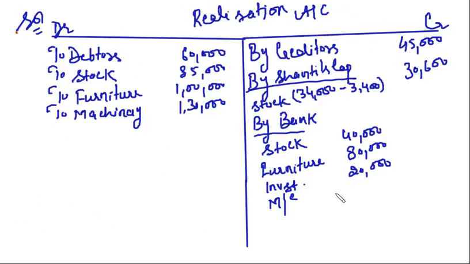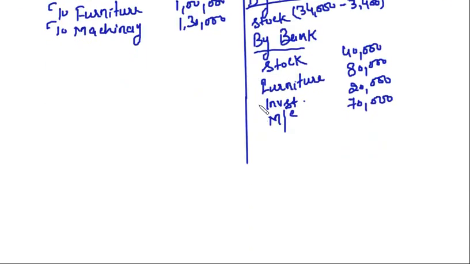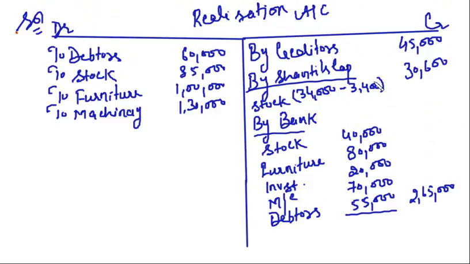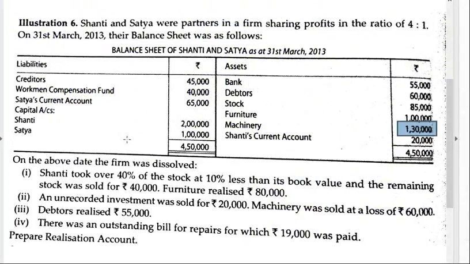Just try to interpret the language of the question, right? If you are successful in interpreting the language correctly, then you will be able to do the question correctly also, right? So that is important. And the debtors realized 55,000. So this total comes to 2,65,000. Clear? Anything else related to the assets? No, we have done all these 3 points that were related to assets.